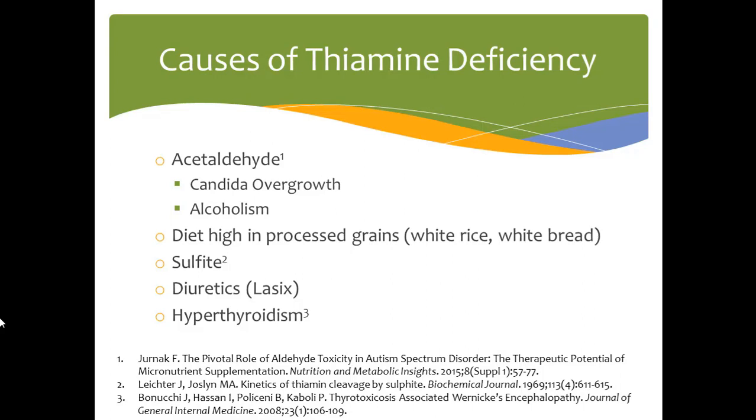Acetaldehyde. This is another really important paper if you were to read anything outside of this. The pivotal role of aldehyde toxicity in autism spectrum disorder from 2015 is a really great review article on how these aldehydes are toxic in the body. Aldehydes are a byproduct of alcohol metabolism. So certainly we're going to see elevated aldehydes in alcoholism and candida overgrowth.